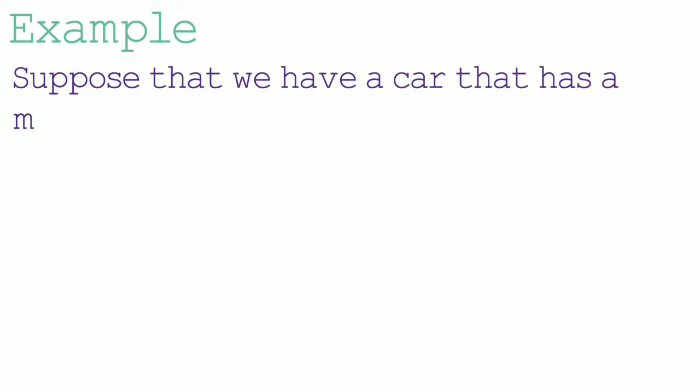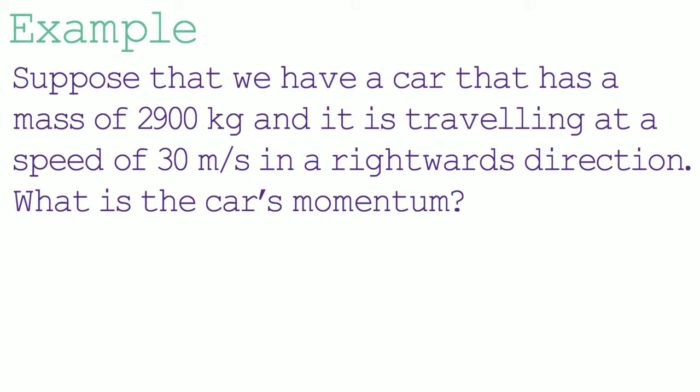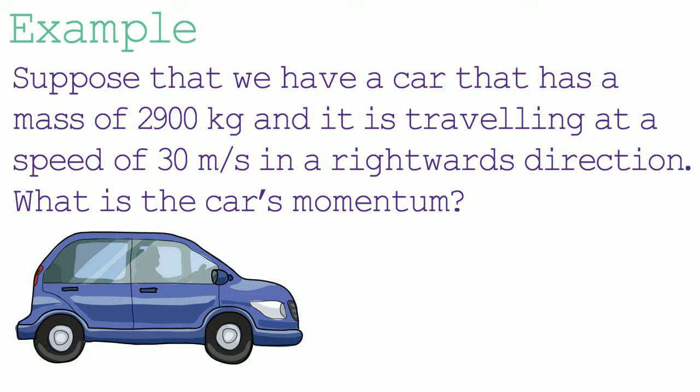So let's have an example. Suppose that we have a car that has a mass of 2,900 kilograms, and it is travelling at a speed of 30 meters per second in a rightwards direction. What is the car's momentum? The question gives us all of the information that we require. We're going to be using the formula that we've just gone through, which is p equals m times v.